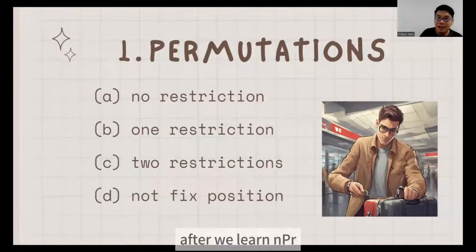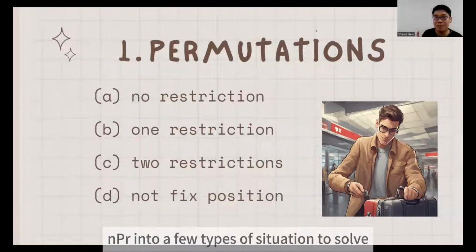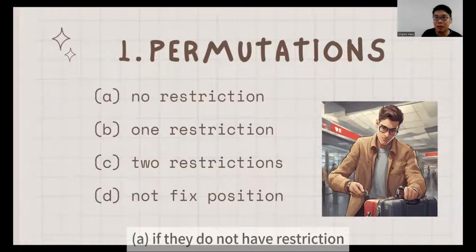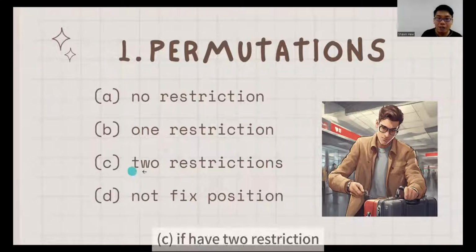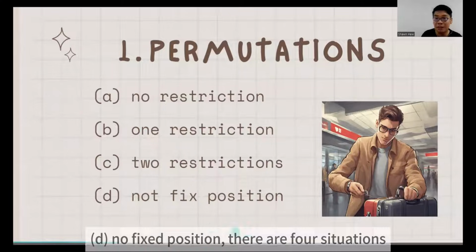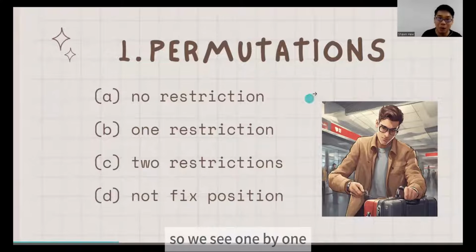After we learn nPr, next we will apply this nPr to a few types of situations to solve. Which is if there is no restriction, if there is only 1 restriction, if you have 2 restrictions, or no fixed position. There are 4 situations. So we see them one by one.